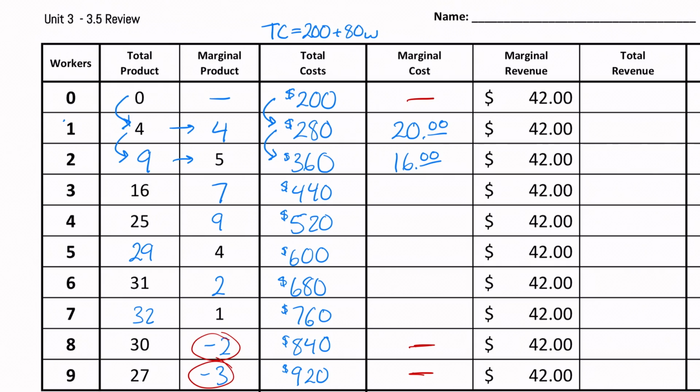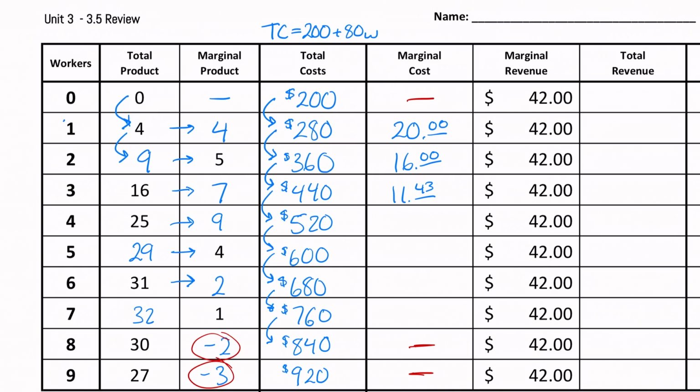So if we keep going with this pattern, wherever we are doing our change in total cost divided by our change in total product, notice that every single time our total cost is changing by 80. So it's always going to be 80 on top. And then the change in total product is always just going to be whatever our marginal product is, because that's already our change in total product. So if we go to this next one, we would do 80 divided by 7.